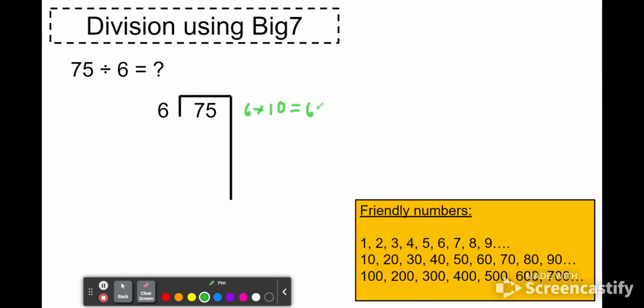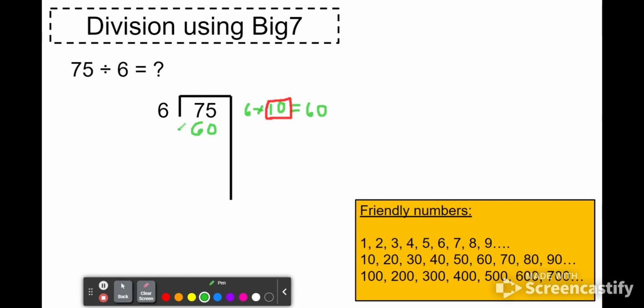Now, the number of 6s that I just took out of 75 is 10, right? So we need to keep track of that by putting a little box around that. That's an important number. We're going to be adding the amount of 6s that we've taken out in the end. So now what we're going to do is move on. We're going to write that down here. We've got 60 down here underneath the 75 because we multiplied 6 times 10 and we got 60.